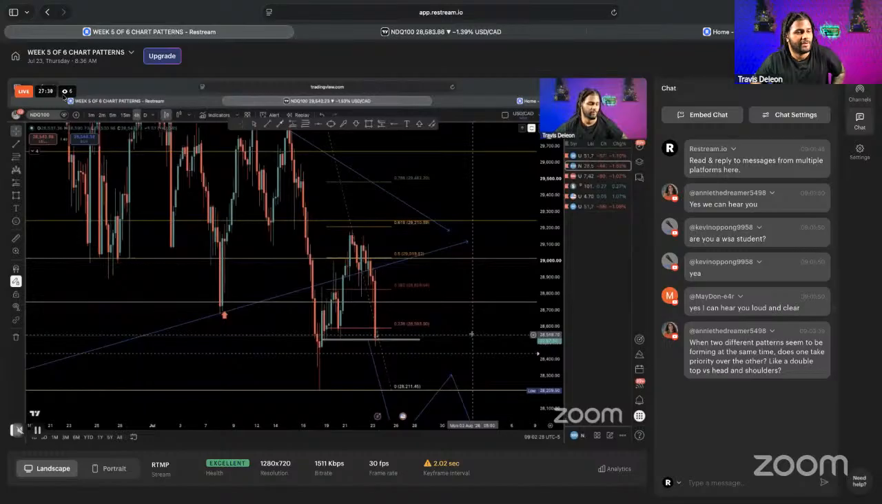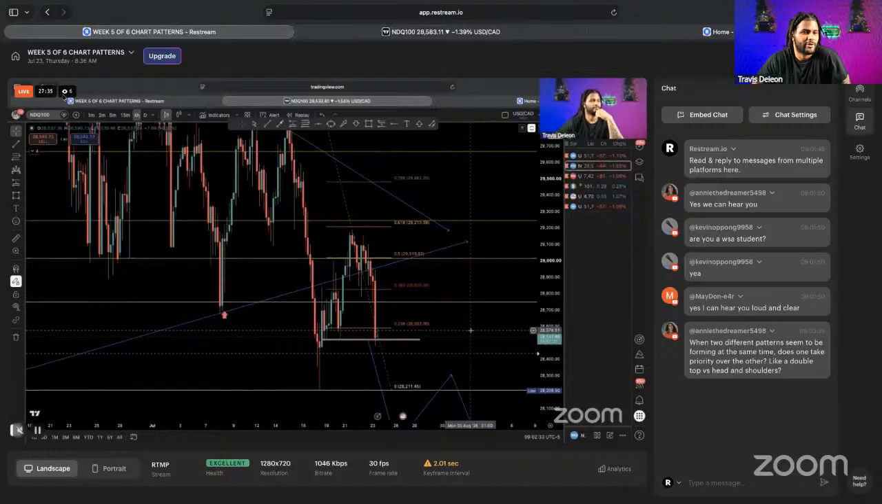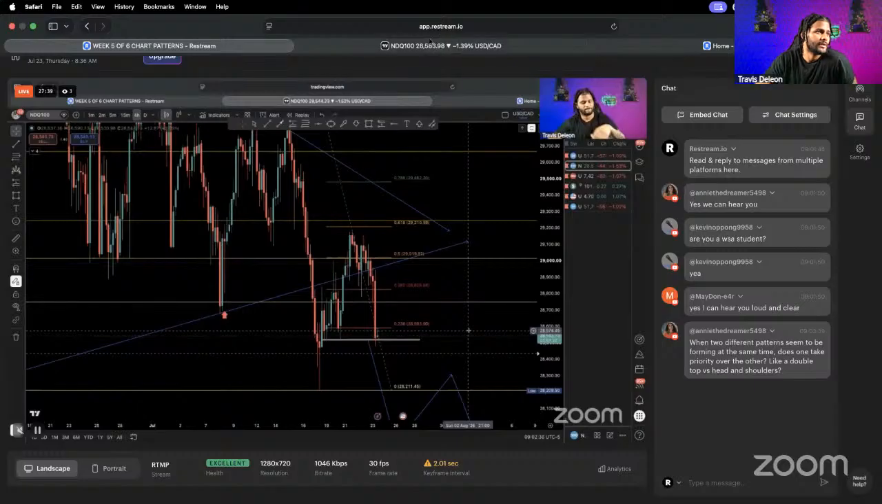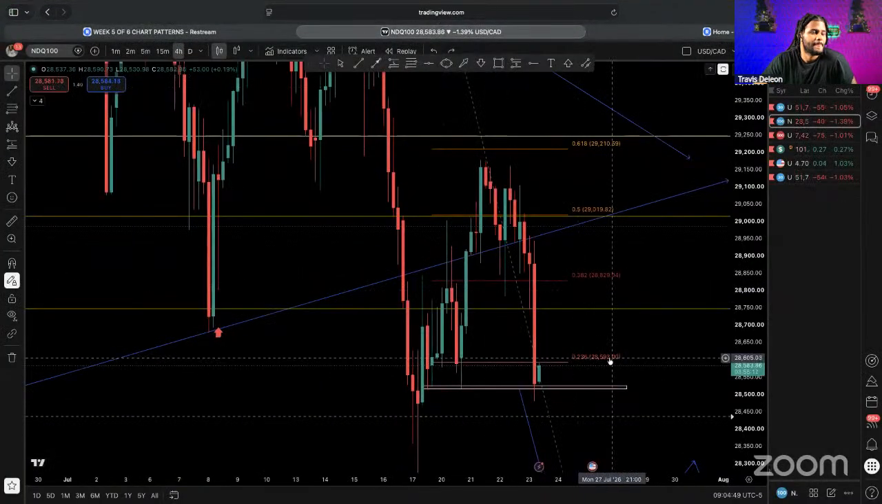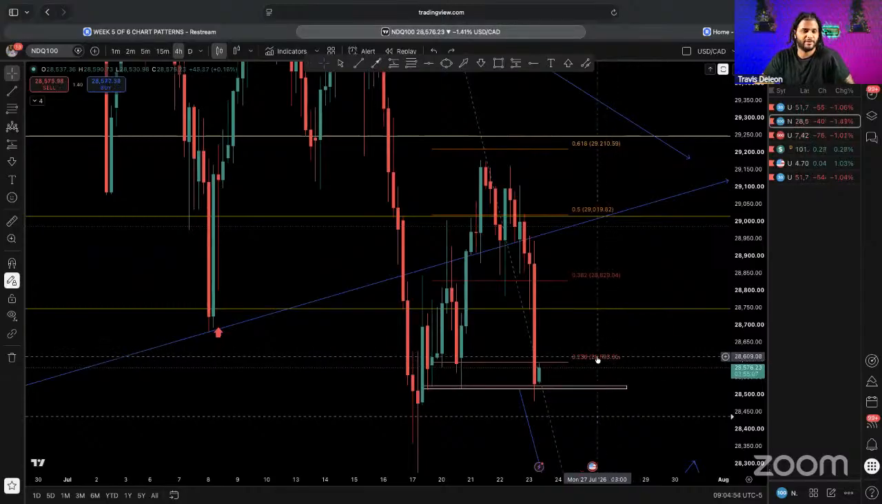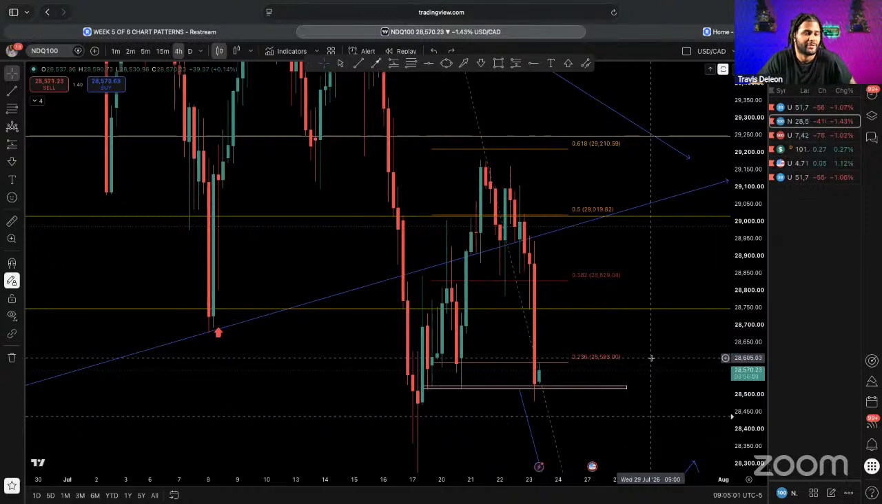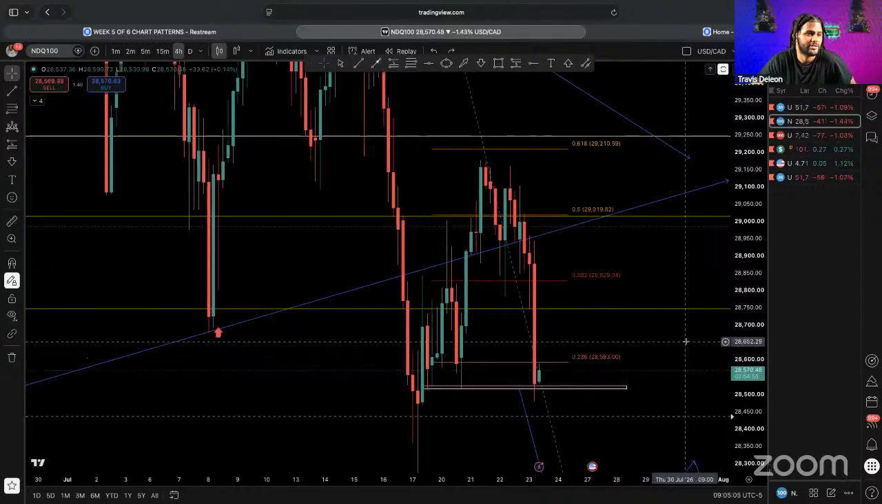If both of them are forming at the same time, that's a good question. If two different patterns seem to be forming at the same time, does one take priority over the other? Well, it all depends on the trend. The trend is your friend. If the trend is saying we're going up, I'm taking the one that is going to continue up with the trend. So I'm going to take the trend pattern, because the trend is your friend. We don't tend to trade against the trend. But yeah, that's a good question.